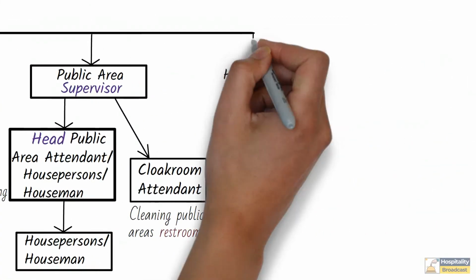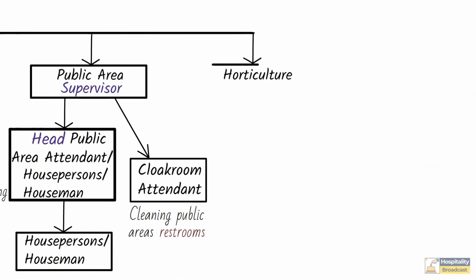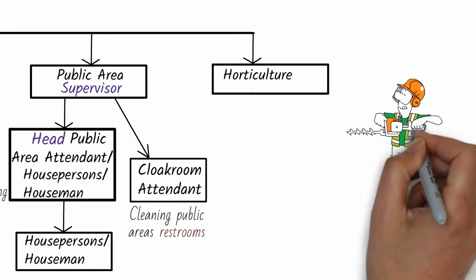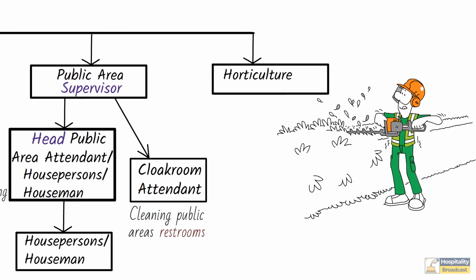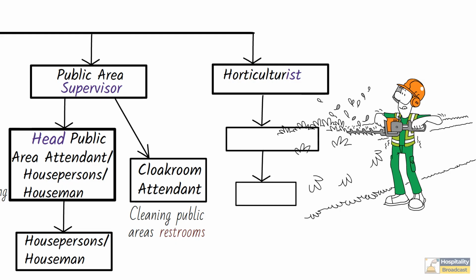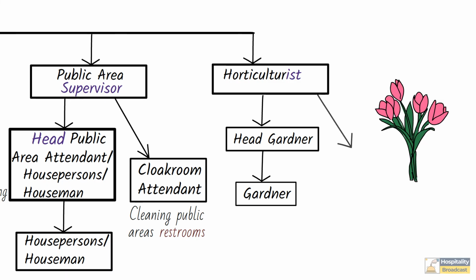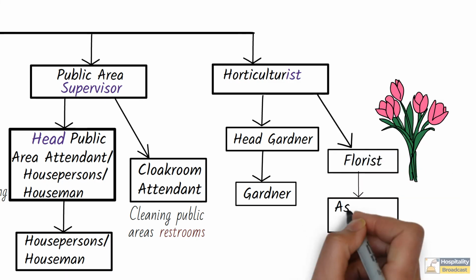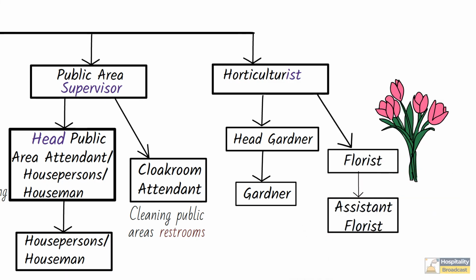Then housekeeping also looks after the horticulture section, which is responsible for all the indoor and outdoor greenery of the hotel, such as gardens, landscaping, hedges, flowers, etc. This department is headed by the horticulturist, and below him we have the head gardener and gardeners. Also, to take care of all flower arrangement requirements, we have a florist and assistant florist.